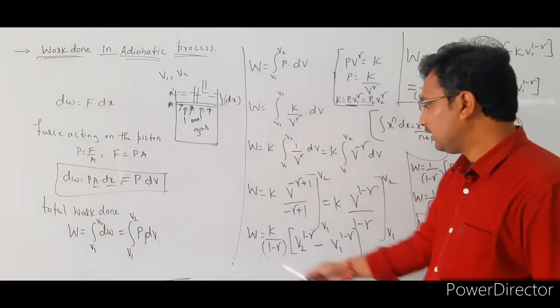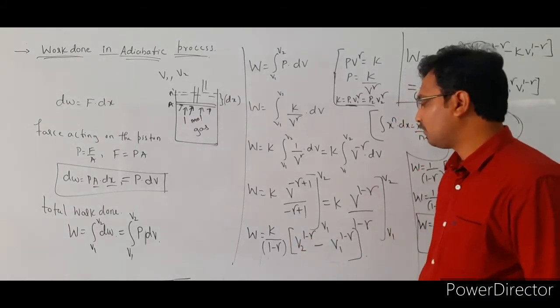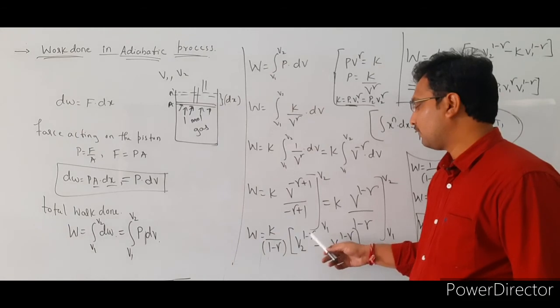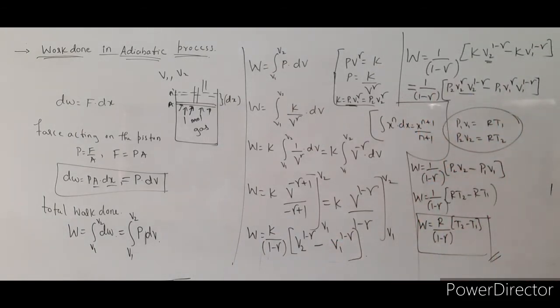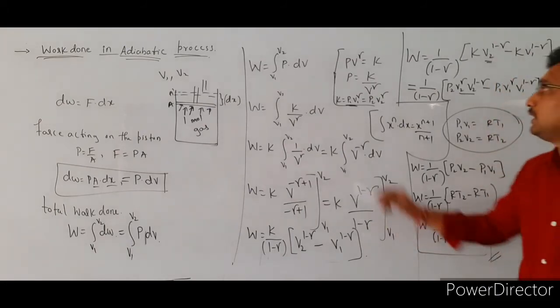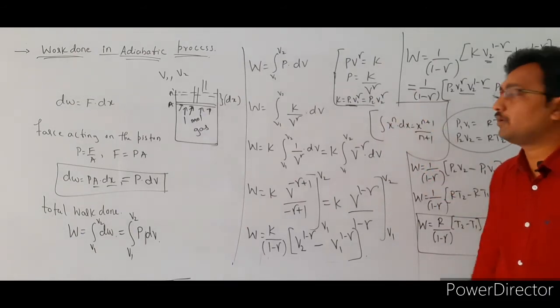Then W is equal to K divided by 1 minus gamma, substitute the upper bound value and the lower bound value, V2 to the power of 1 minus gamma minus V1 to the power of 1 minus gamma. So after that multiply this K term, then the equation becomes W is equal to 1 by 1 minus gamma bracket of K into V2 to the power of 1 minus gamma minus K into V1 to the power of 1 minus gamma. Here the K value is a constant, so that is P1 V1 to the power of gamma is equal to P2 V2 to the power of gamma.